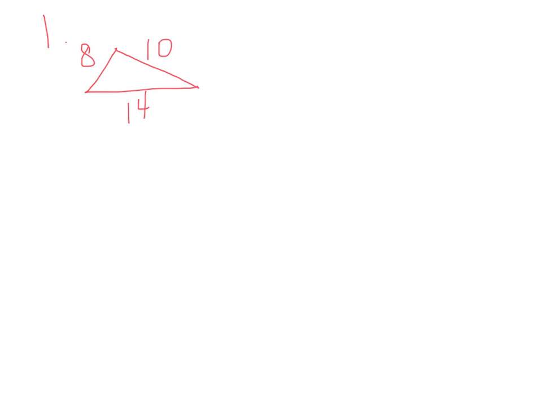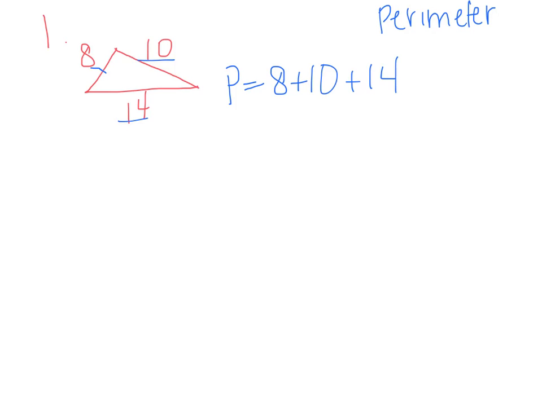Let's find the perimeter of this triangle. Again, remember, perimeter is your outside, so we want to add up all of our sides. So we're going to say perimeter equals, and I'm going to start here at 8. 8 plus 10 plus 14. So then let's go ahead and add those up. Well, 8 plus 10 is 18. So we get 18 plus 14. So your perimeter equals 32 units.